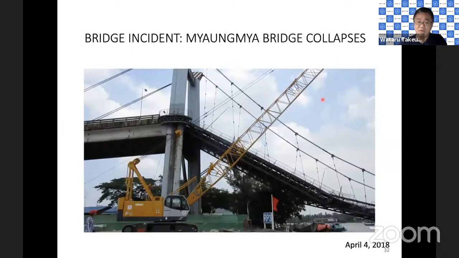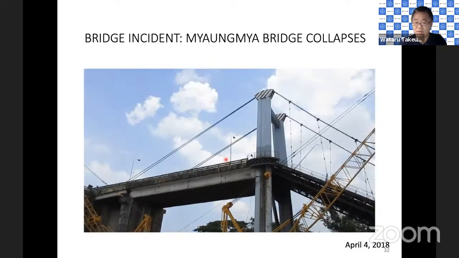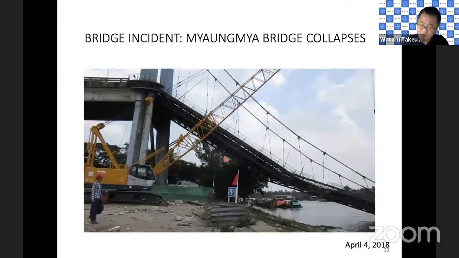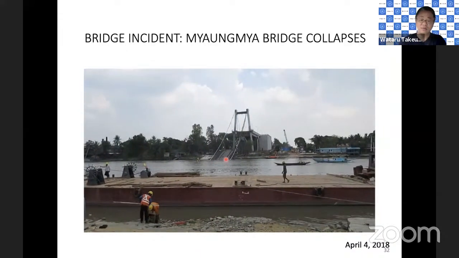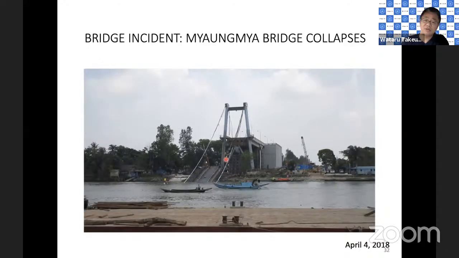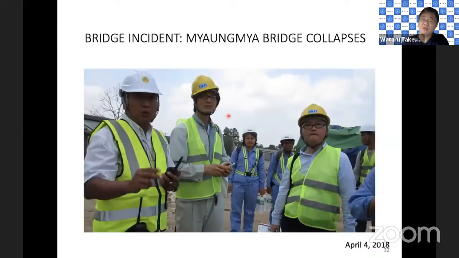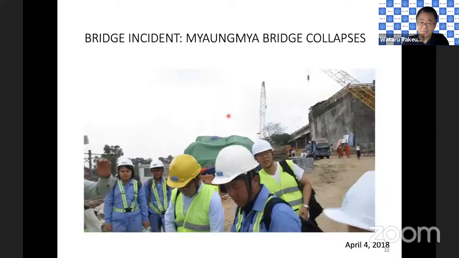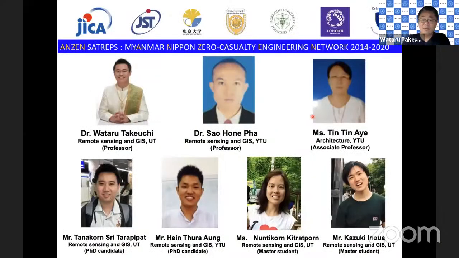And almost 2 years ago, one bridge collapsed. This was not due to an earthquake, but the main anchorage was worn. Then the rope was broken, the bridge fell down, and a few people died. So we sought the possibility of checking such main structures, whether early deformation could be detected or not. This was done by the SATREPS project, which is a collaboration between JICA and JST, and we did the research with a Myanmar and Japan team.